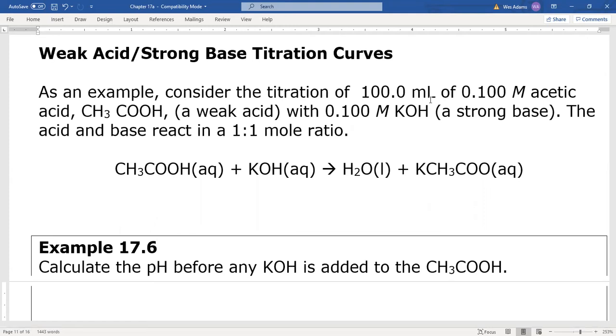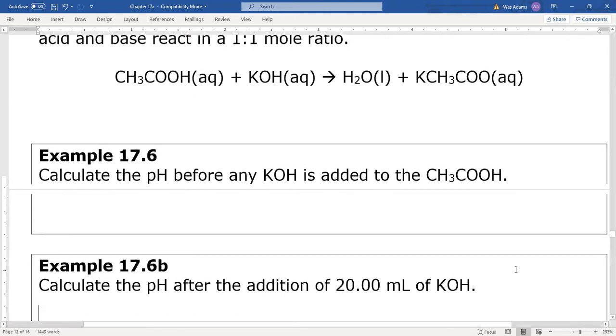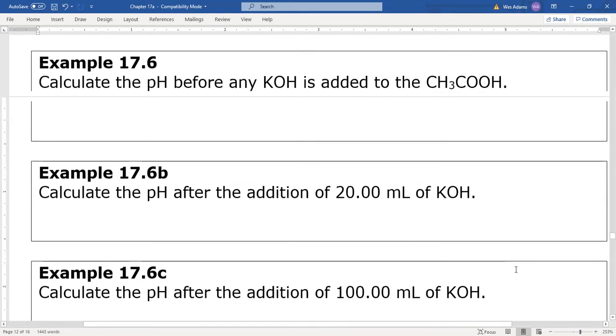So what we're going to look at first is calculate the pH before adding base. That'll be similar to equilibrium calculations we've done in the past. Then we'll look at it somewhere in the middle, 20 milliliters of KOH added, again, like the previous example. And then we'll look at it at the equivalence point or after we've added 100 milliliters of KOH.